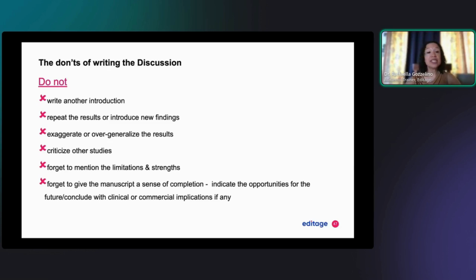You don't exaggerate or overgeneralize the results. You don't criticize other studies. You don't forget to mention the limitations and strengths, and you don't forget to give the manuscript a sense of completion, indicating opportunities for future colleagues, and to conclude with clinical or commercial implications, if any.